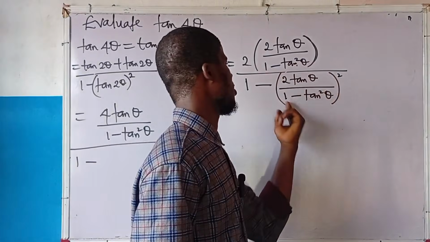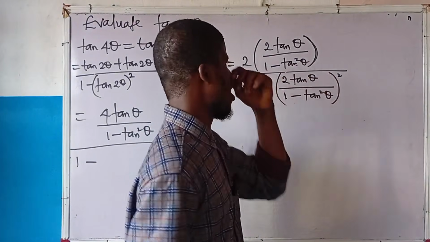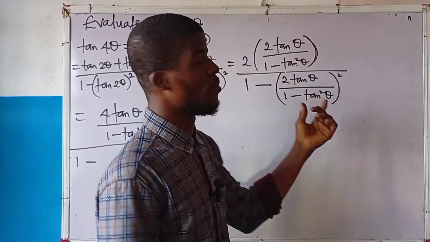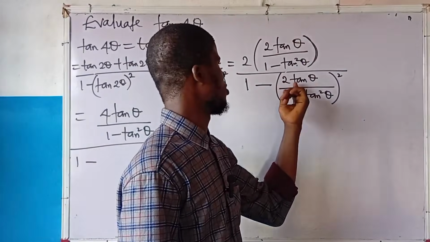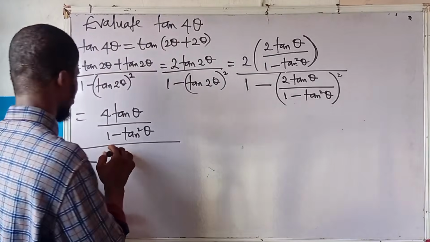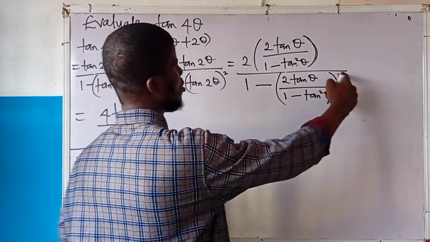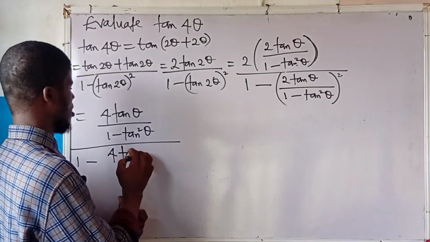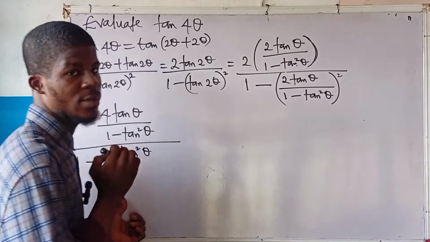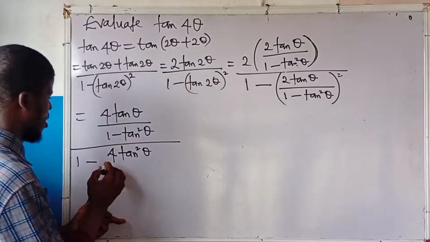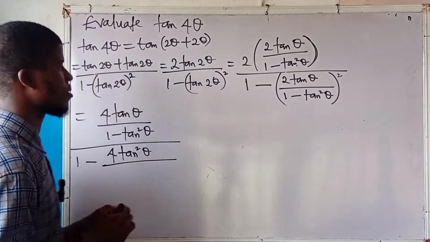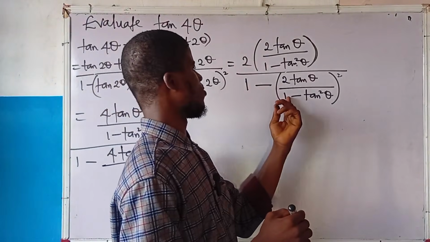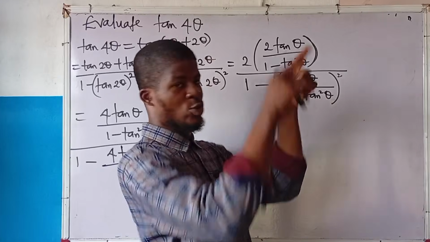Squaring this bracket means that I will square the numerator and the denominator. So if I square 2 tan theta, it will give me 4, because 2 squared is 4. Then if I square tan theta, I will be getting tan squared theta. That's for the numerator. Then divided by, I want to square this, 1 minus tan squared theta, all squared.